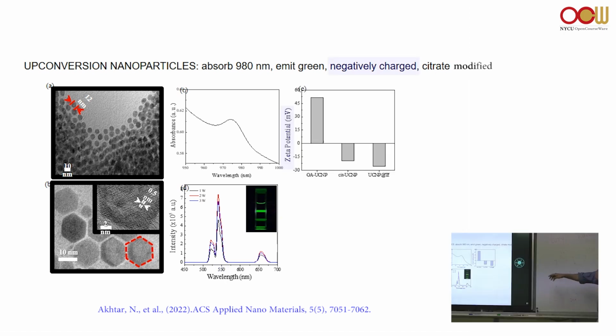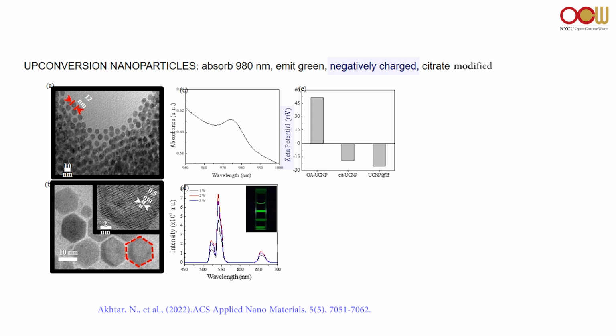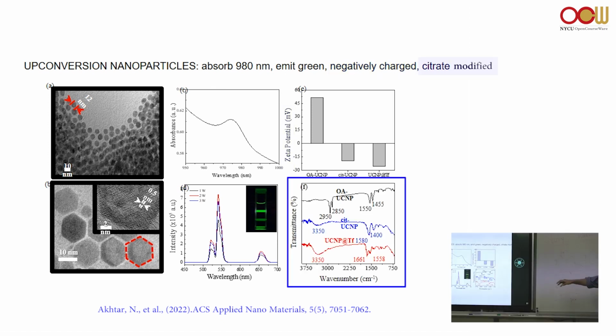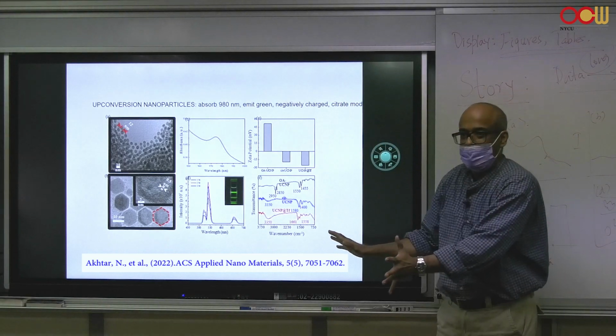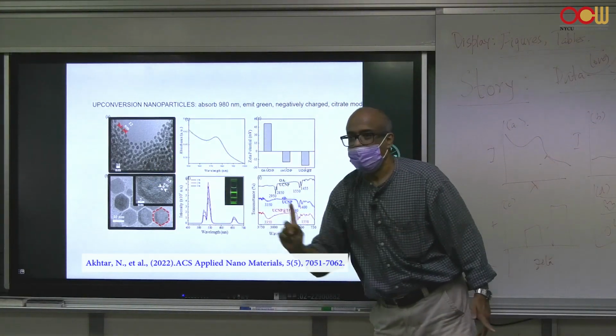Zeta potential, they are negatively charged. So I show negatively charged. So that's a zeta potential. Slowly and slowly. And finally, they are citrate modified. So I show by FTIR that they are citrate. This is one figure. This is data. The whole thing is a figure.